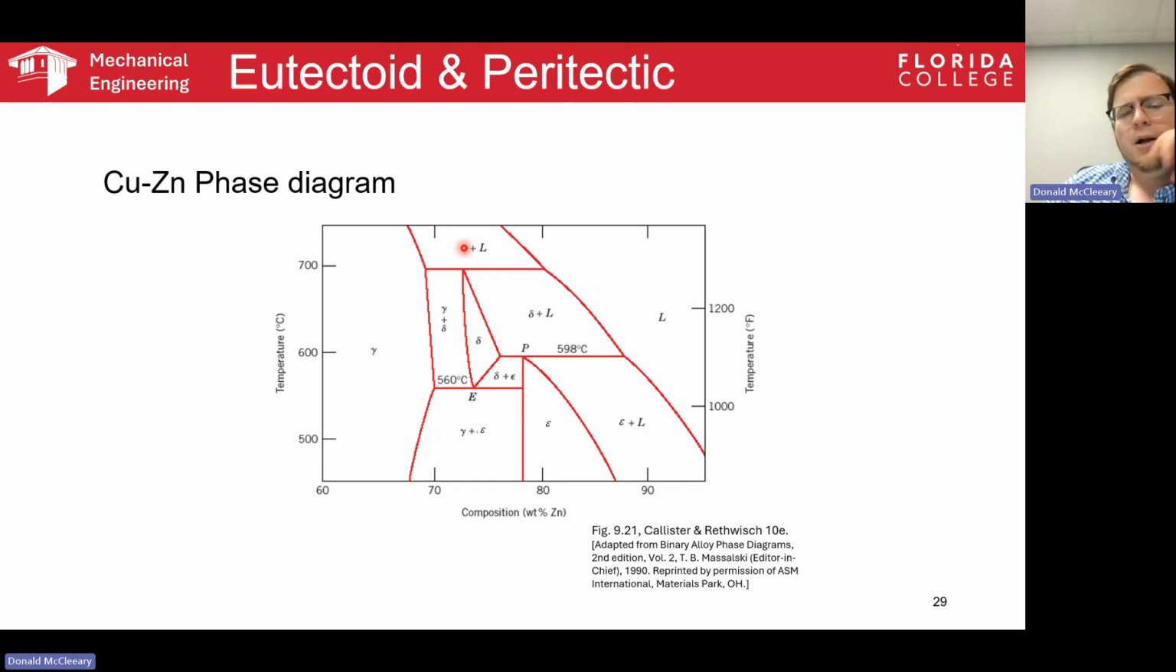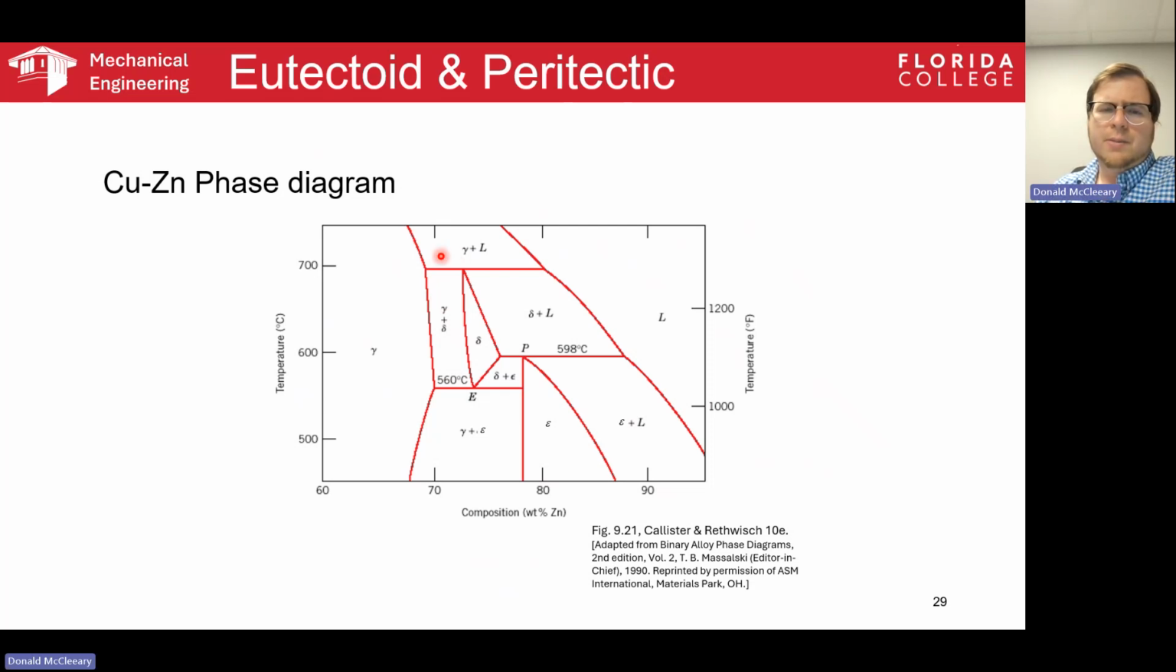So we can start up here at around, let's say we're at, okay, so we're only going from 60 to 100. So let's say we're at 70 weight percent, and we're at around 700 degrees Celsius. So we've got some liquid with gamma phase particles mixing around in it. And when we start to allow that to cool to room temperature, it'll go down below this line. And then suddenly we're in a region of gamma plus delta, right? Gamma plus delta.